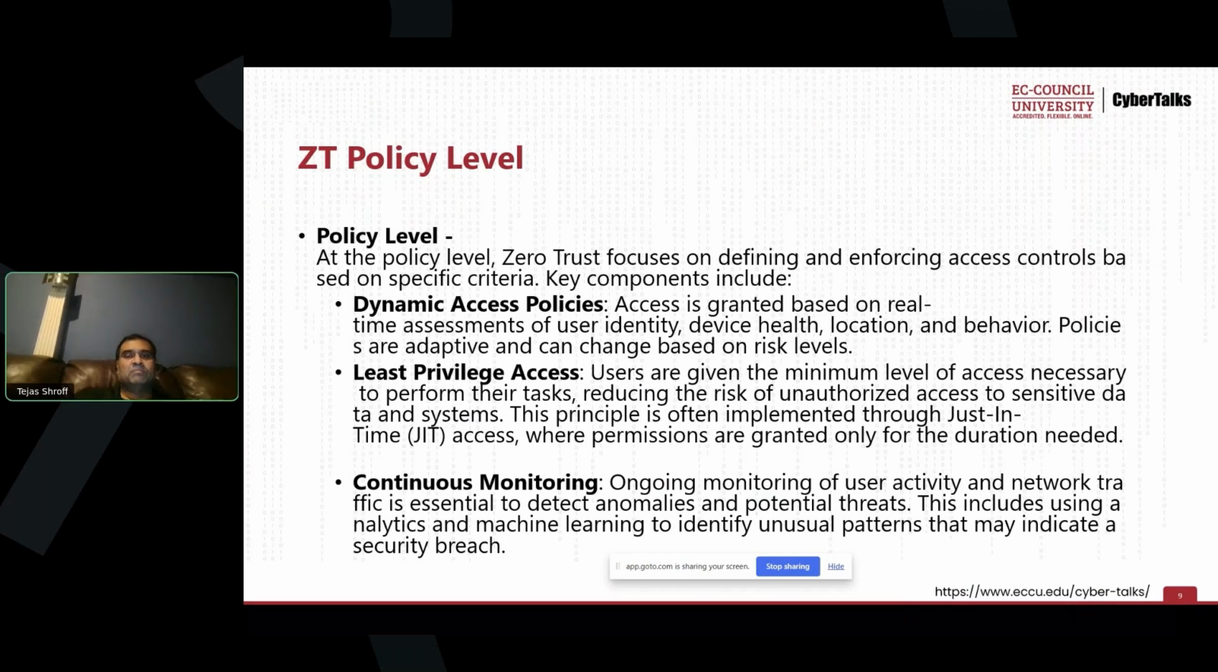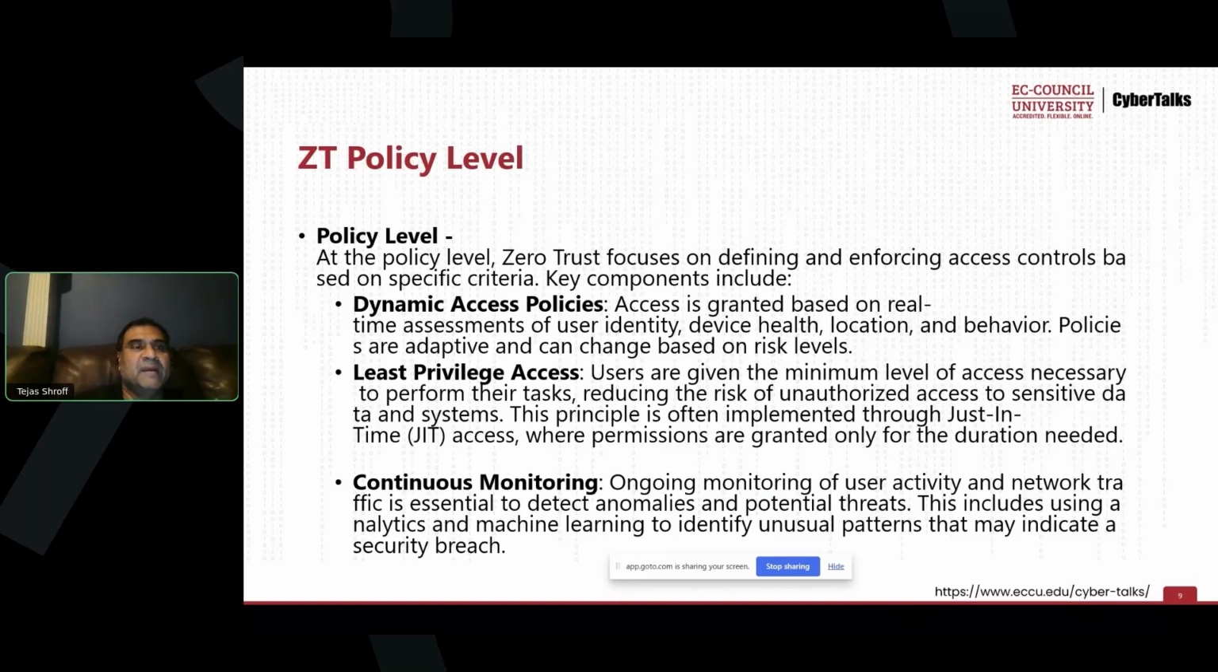Continuous monitoring. Continuously monitoring the user activity and network traffic. Why? Because you want to detect anomalies and potential threats. The example which we discussed, somebody logging in from US and 4 hours later logging in from India: if your monitoring was there, it will flag it. Right? You need to use analytics and machine learning to identify unusual patterns. Machine learning will help you automate some of these, so even if you're not there, it will automatically control the access.